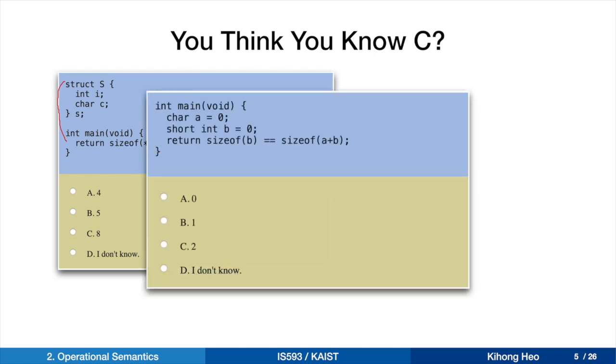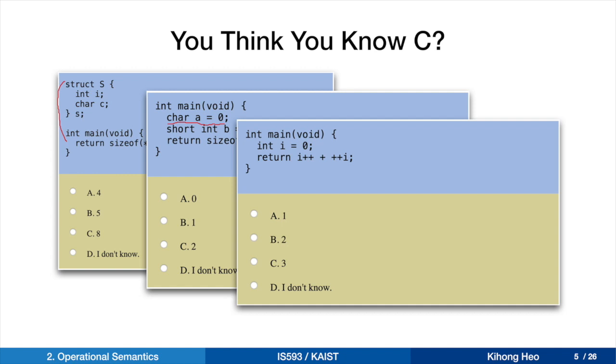So here is another small C program, and still, can you guess the return value of this main function? There's one variable a with a type of character, and the other variable b with a type of short integer. If you compare these two expressions, what would be the result? Can you guess the result? The last example is a bit traditional one.